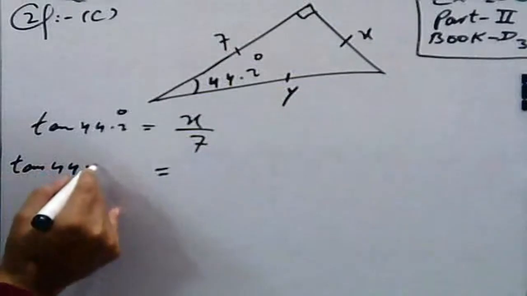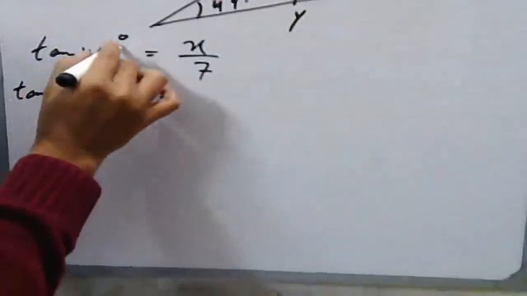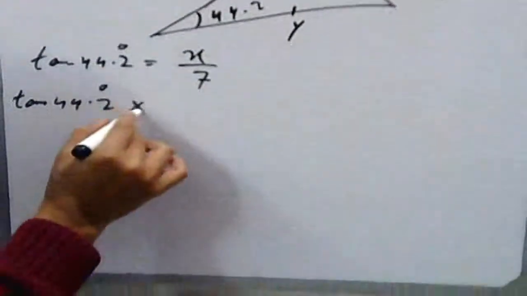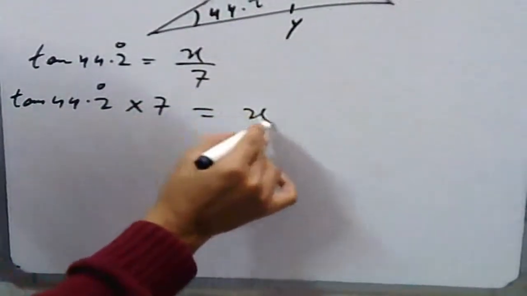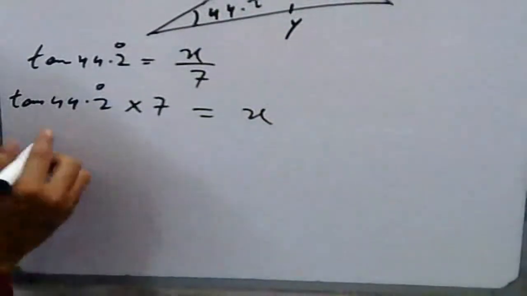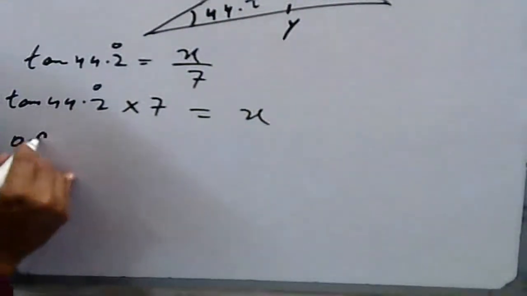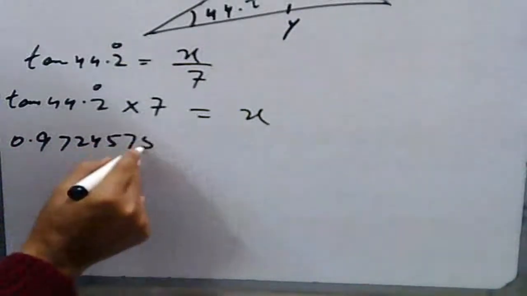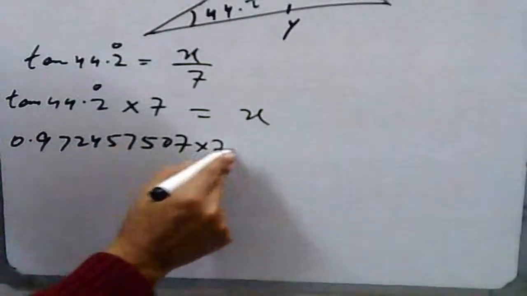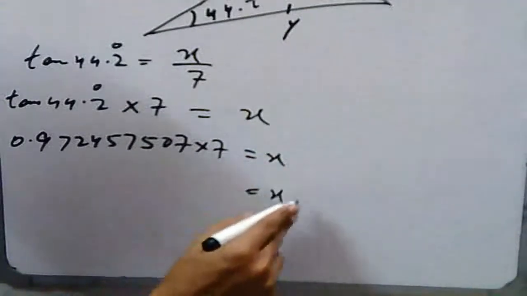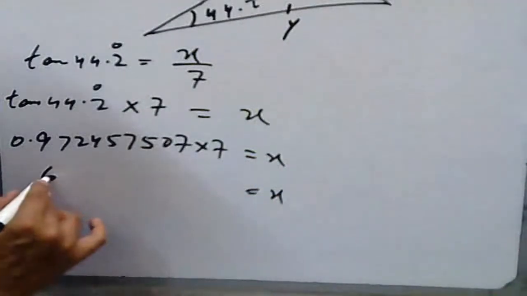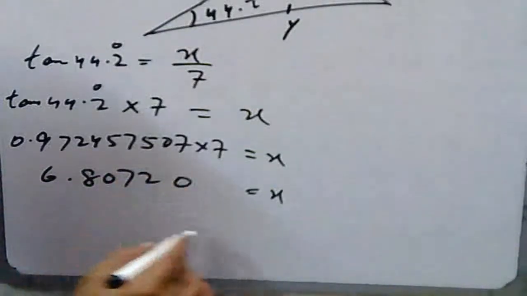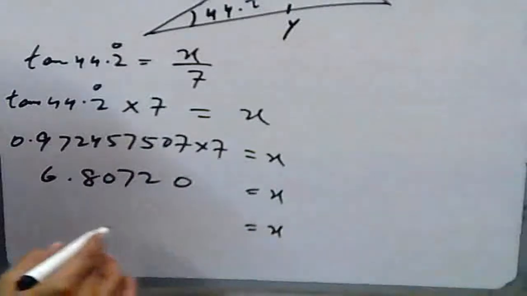So tan 44.2 degree. So what is the value of x? You need the value of x. So tan 44.2 degree multiplied by 7. By using cross multiplication, you will get the value of x. So what is the value of tan 44? That is equal to 0.972457507 multiplied by 7. You will get the value of x.